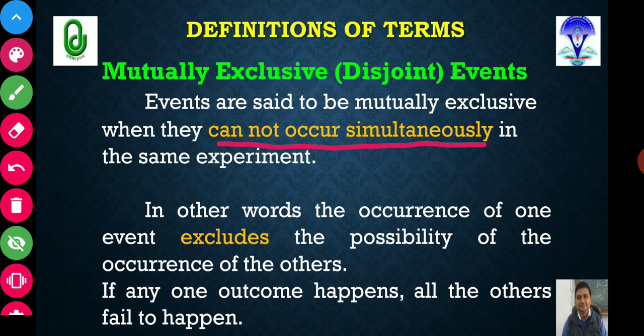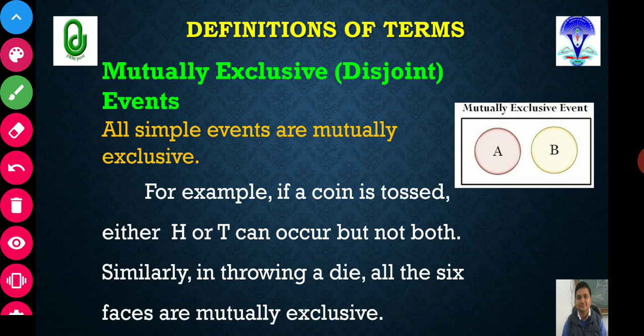In other words, the occurrence of one event excludes the possibility of occurrence of others. That is why it is called mutually exclusive. If any one outcome happens, all the other events fail to happen. Such kind of event is known as mutually exclusive event.